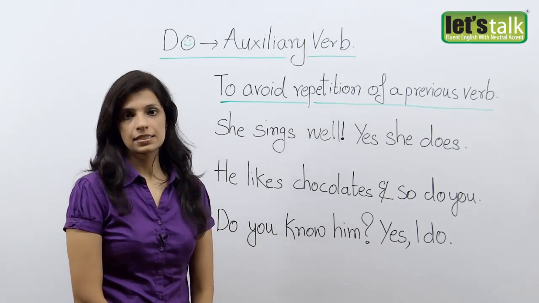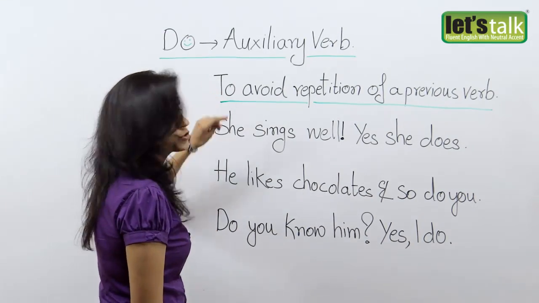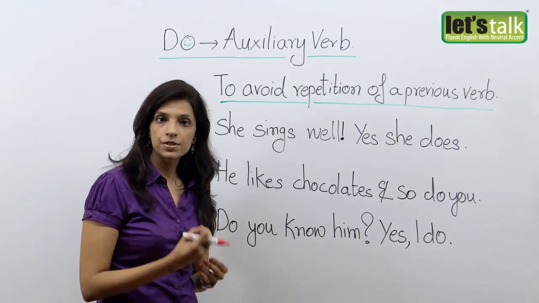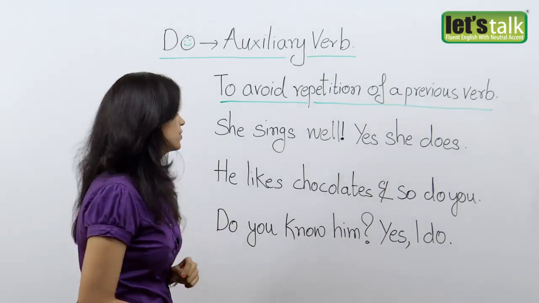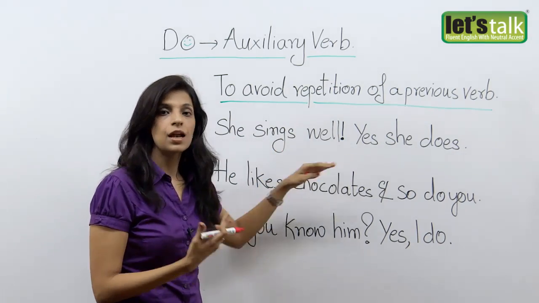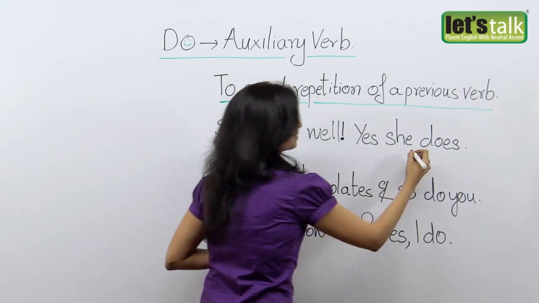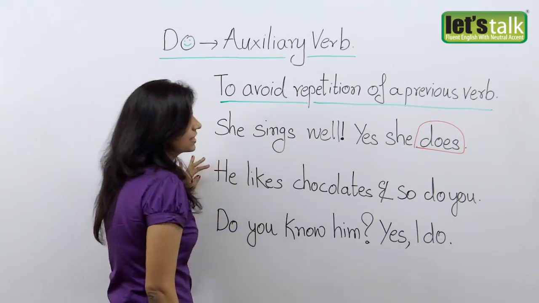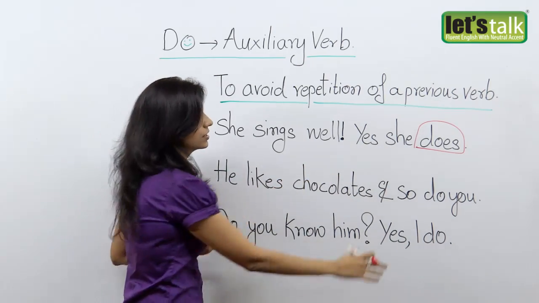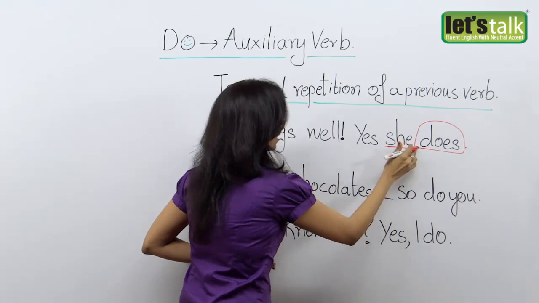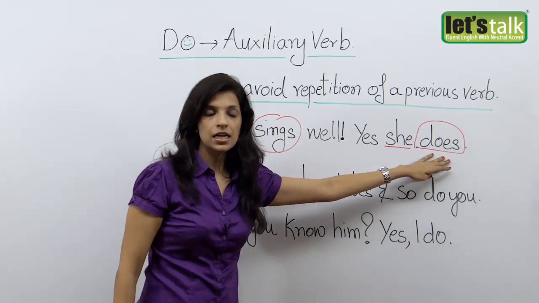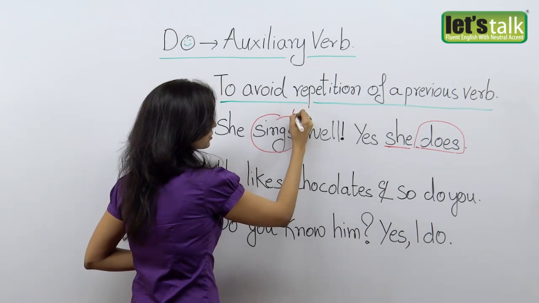Now let's take a look at the last condition on how to use do. Now we also use do when we want to avoid the repetition of a verb in a sentence. For example, my friend says, she sings well, Maria sings well, and when I agree, I say yes, she does. Well, instead of saying yes, she sings well or just simply, yeah, I say yes, she does. So here does because it's the third person. Now the verb is sings. So instead of saying yes, she sings well, does is avoiding the repetition of sings.